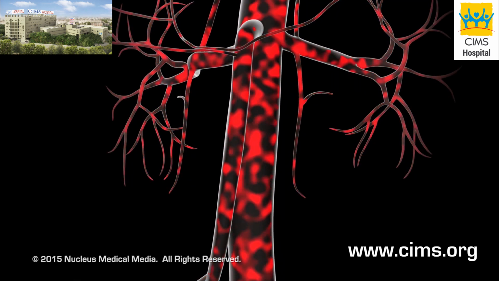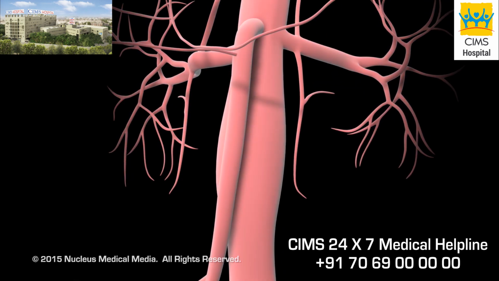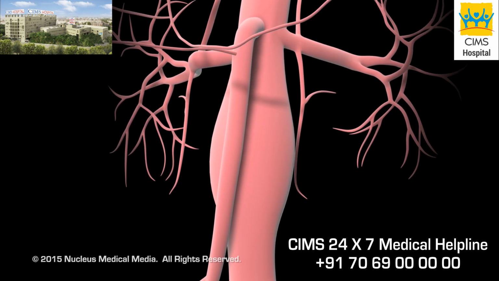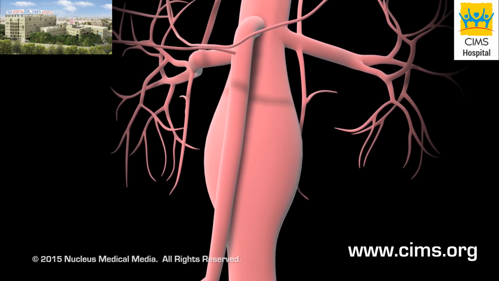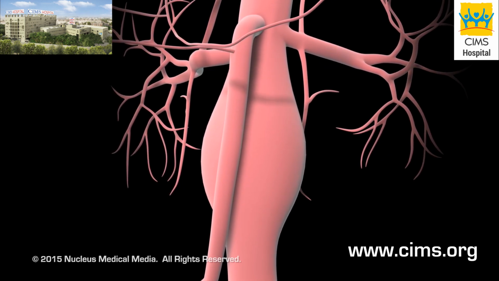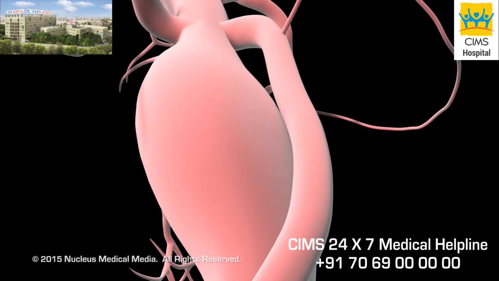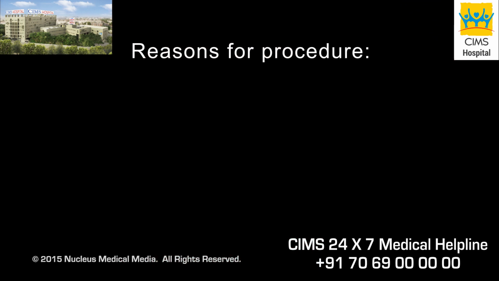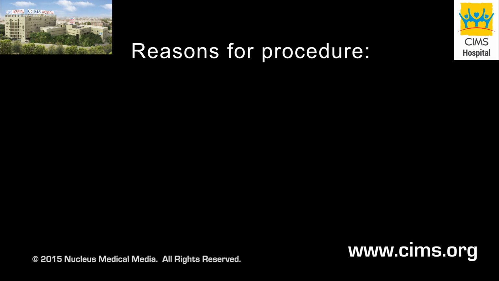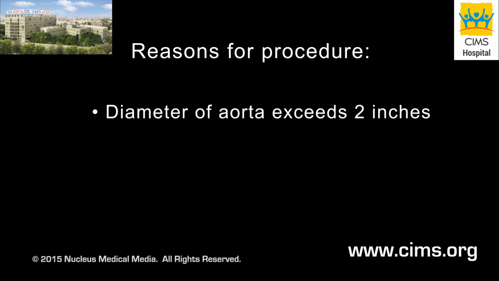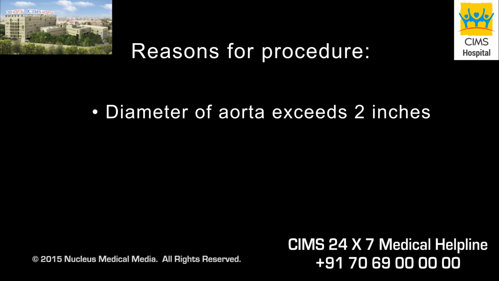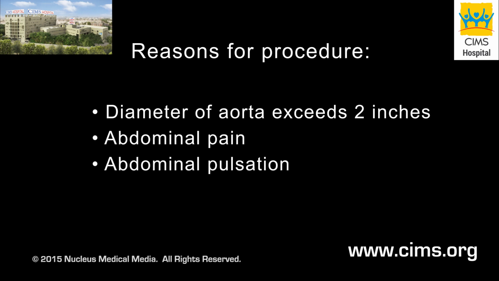The aorta has a thick wall so it can withstand the high pressure of blood being pumped from the heart. Over time, the wall of the aorta may weaken, slowly bulging outward like a balloon. When this condition occurs in the abdominal region, it is called an abdominal aortic aneurysm. Your surgeon will perform an open abdominal aortic aneurysm repair when the diameter of your aorta exceeds 2 inches, or if you're having symptoms such as intense abdominal pain or an abnormally prominent abdominal pulsation.